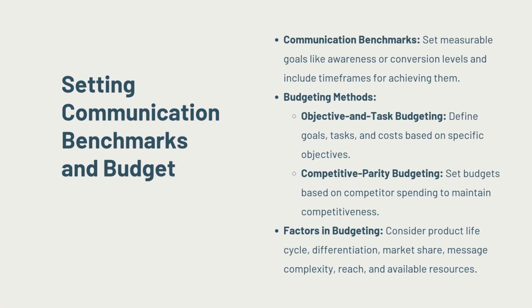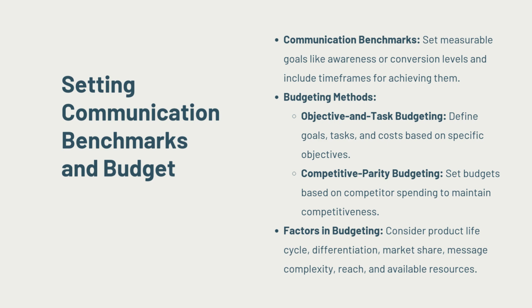Another approach is competitive parity budgeting, where brands allocate funds based on what competitors are spending. While this method helps maintain competitiveness, it doesn't always address a brand's unique objectives or needs. Therefore, brands using this approach often combine it with objective and task budgeting to balance competitive considerations with specific goals.